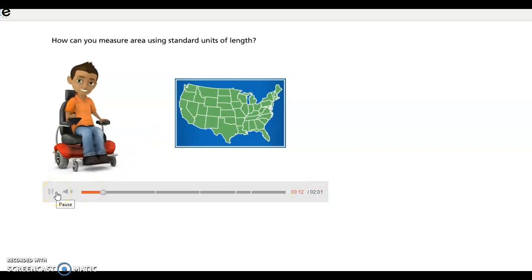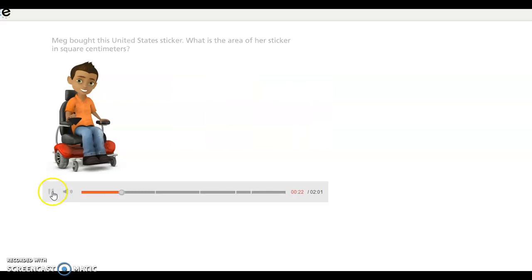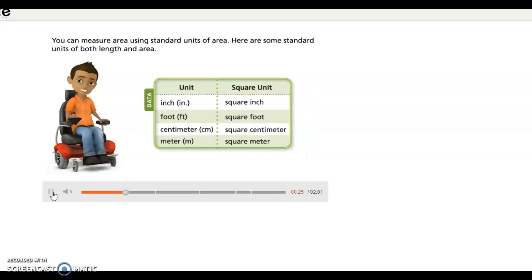How to measure area using standard measurements of length? Meg bought this United States sticker. What is the area of her sticker in square centimeters? Centimeters are about the width of your pinky or smaller. You can measure area using standard units of area.